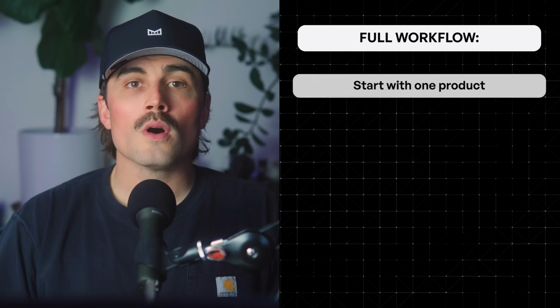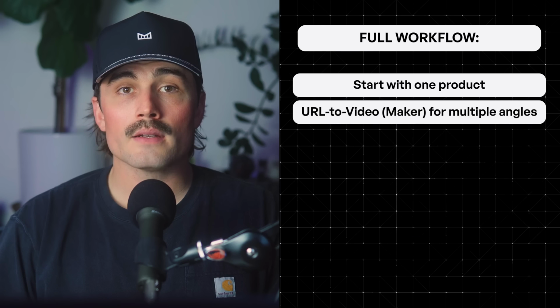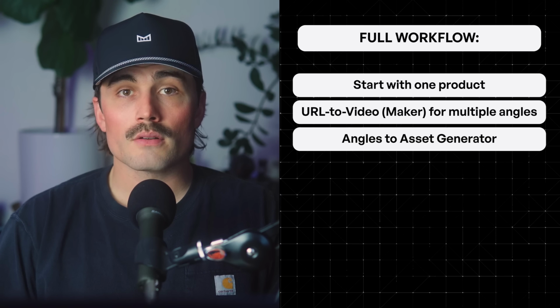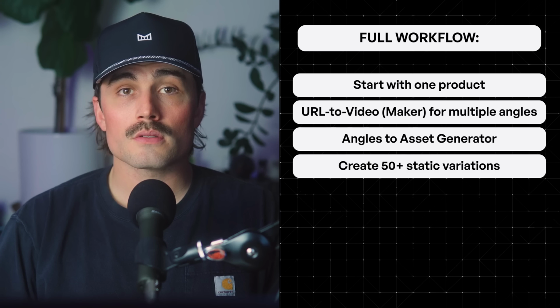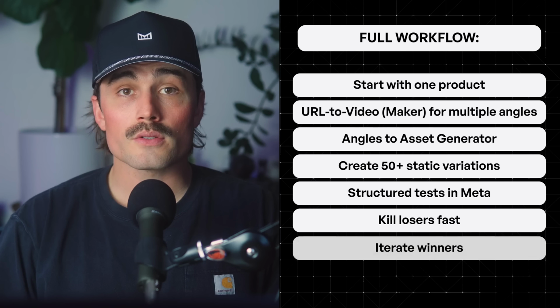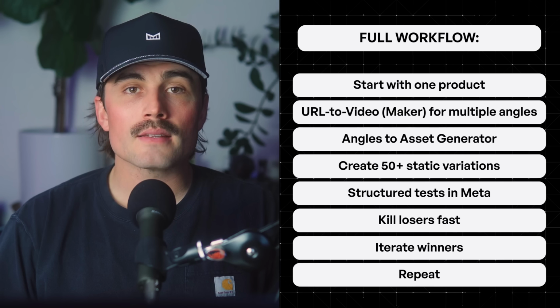That's the loop. So the full workflow looks like this. Start with one product. Use the URL to ad to generate multiple angles. Feed those angles into the asset generator. Create 50 plus static variations. Launch structured tests in Meta. Kill losers fast. Iterate winners. Repeat. That's how you move from guessing to systematic scaling. You don't need a massive team to test like a big brand. You don't need weeks of production time. You just need structured variation and speed.